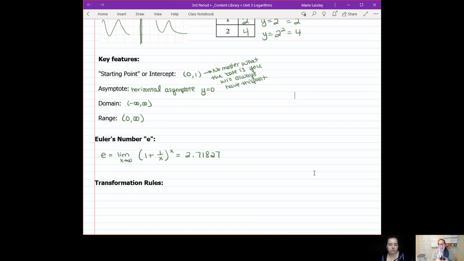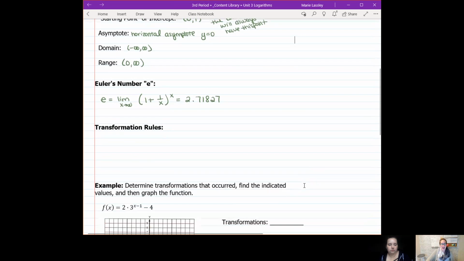We're going to use it mostly just to change up our problems and make them more exciting. But you will see e used a lot in calculus as you guys move forward into your classes for next year. Okay, so I want to talk briefly about some transformation rules.